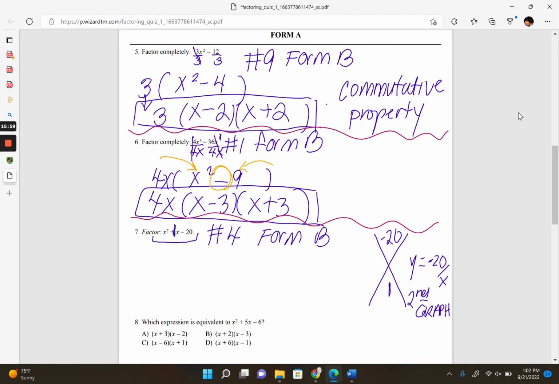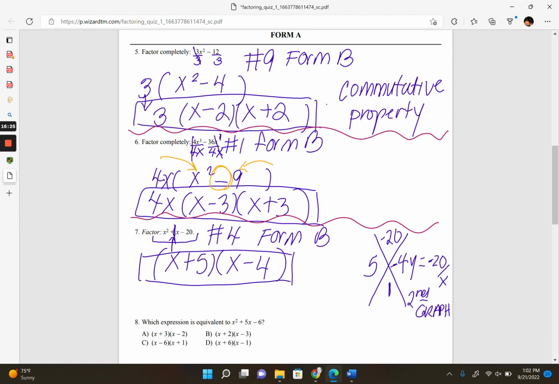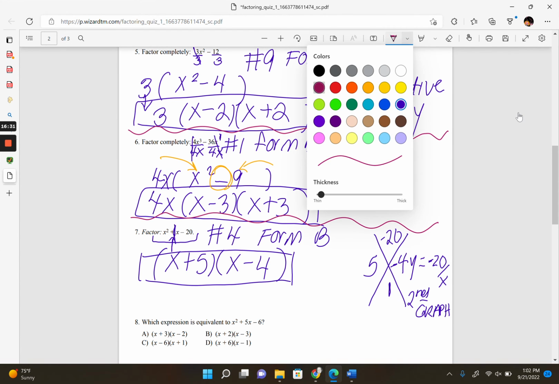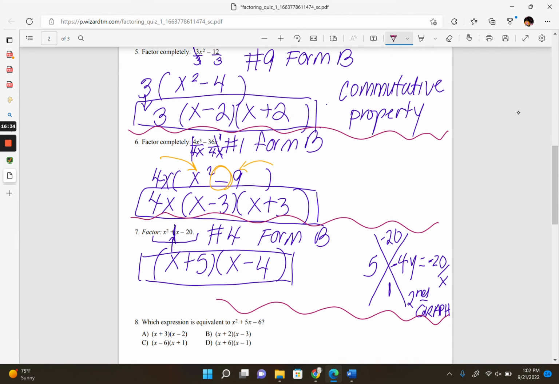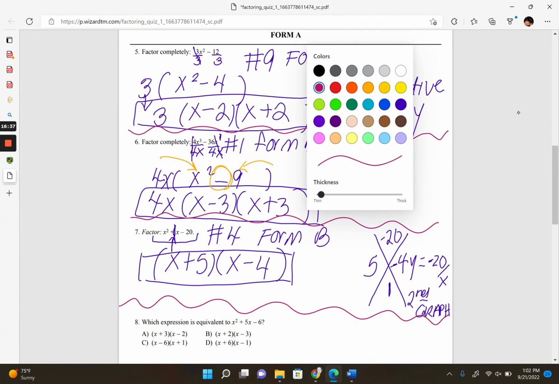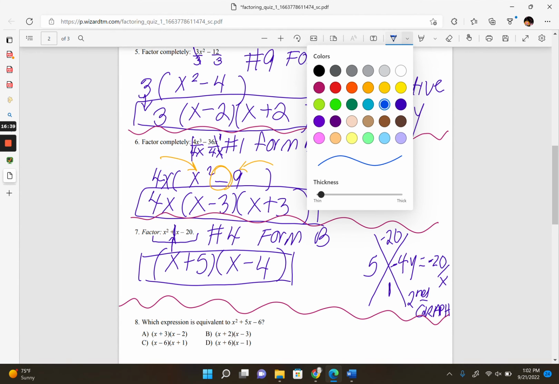But remember, we looked in the left column, the right column to see what added to a positive 1. A lot of you were able to do this in your head, but it was positive 5 and negative 4, right? 5 plus negative 4 is 1, and 5 times negative 4 is negative 20. So our answer was x plus 5 and x minus 4. If you're having problems with signs, you need to let me know that as well, because that can definitely not help in solving some of these.